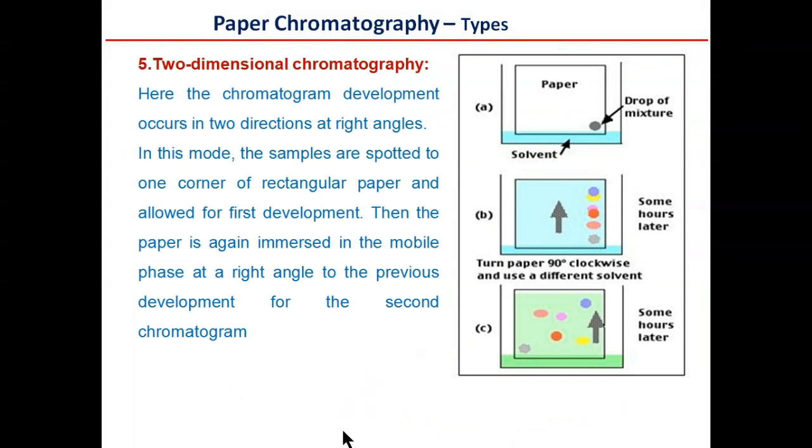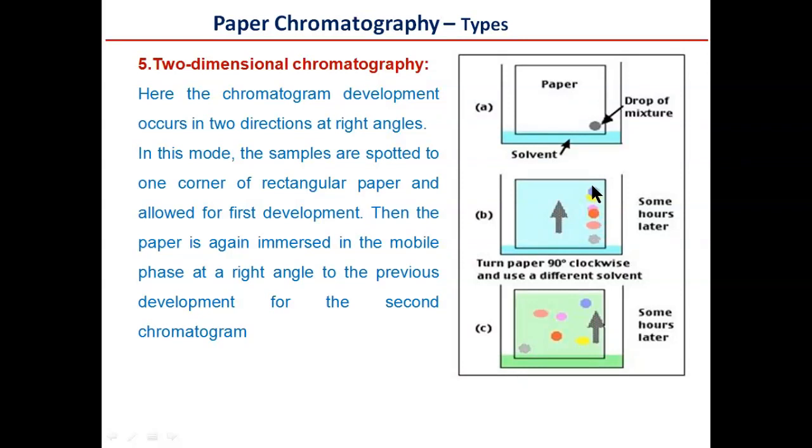The fifth one is the two-dimensional chromatographic technique. So here we have a paper, and we just need to use this paper in two ways. For example, first the chromatogram development occurs in two directions at right angles. In this mode, the sample is spotted at one corner of the rectangular paper and allowed for the first development. So this is the first development. All the component mixture gets separated, and some of them overlap.